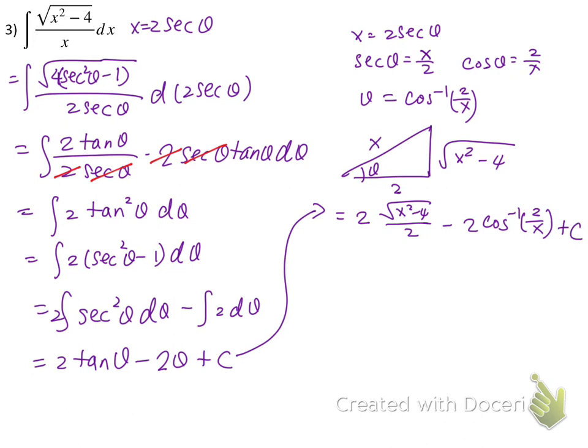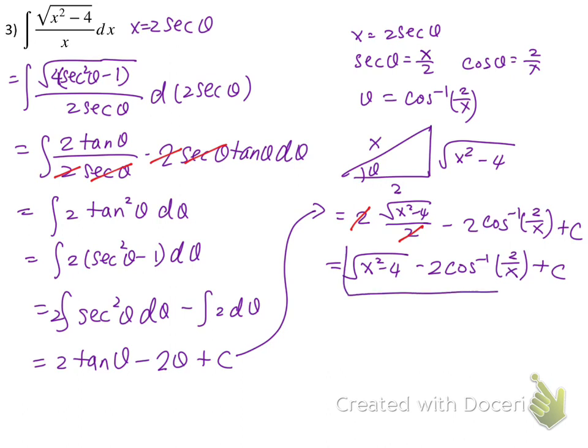The 2 and the 2 cancel each other, and you are getting just the square root of x squared minus 4 minus twice inverse cosine of 2 over x, then plus c. And when you box it, make sure everything is in the given variable, in this case, x.